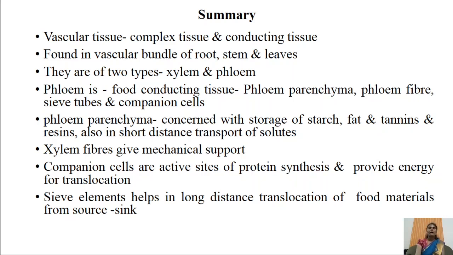With this, I am going to conclude that in the conducting tissue there are two types, that is xylem and phloem, where xylem is a water conducting tissue and phloem is a food conducting tissue. Since they are made up of different types of cells, they are referred to as complex tissues. They are restricted to vasculature and generally aid in conduction, hence they are also called conducting tissue.